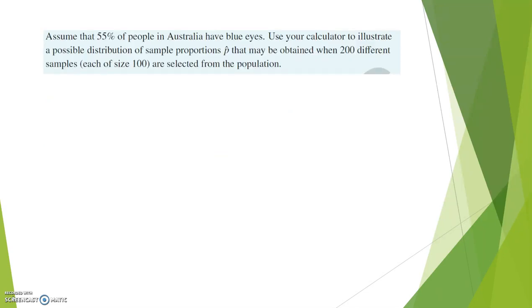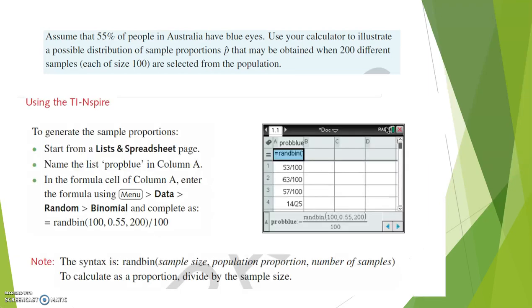Let's look at this problem to illustrate. Let's assume that 55% of people in Australia have blue eyes. We're going to use our calculator to illustrate a possible distribution of sample proportions, p hat, that may be obtained when 200 different samples, each of size 100, are selected from the population. With our calculator, we need to do three different things.